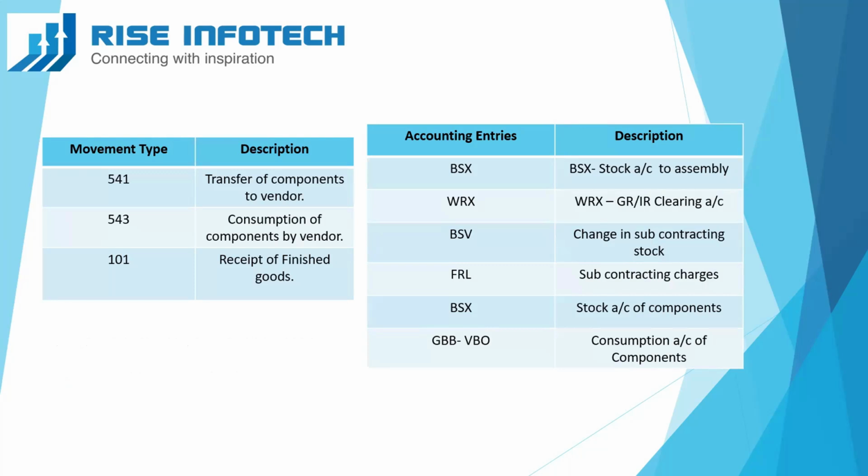And we have a few accounting entries. Coming to the first one, BSX, that is the balance sheet stock account to assembly. WRX, which will come under the P&L, is the GR and IR clearing account. BSSV is changes in the subcontracting stock, and FRL is subcontracting charges. BSX is the stock account of components, and GBB with VB00 is the consumption account of components. So these are the important accounting entries under subcontracting.